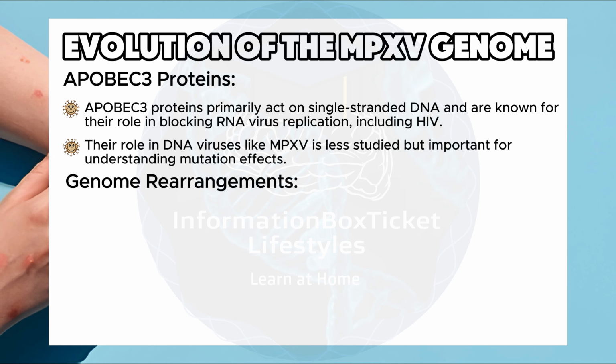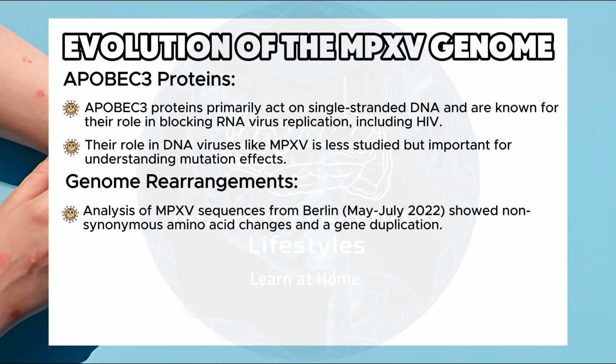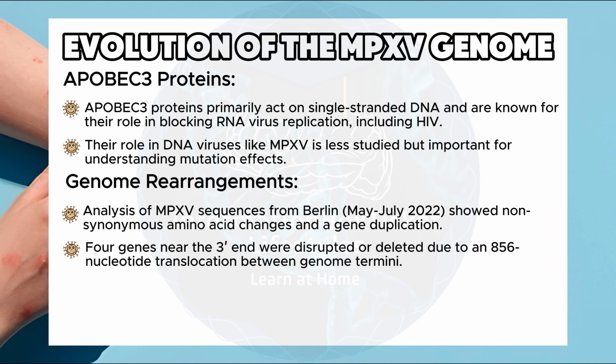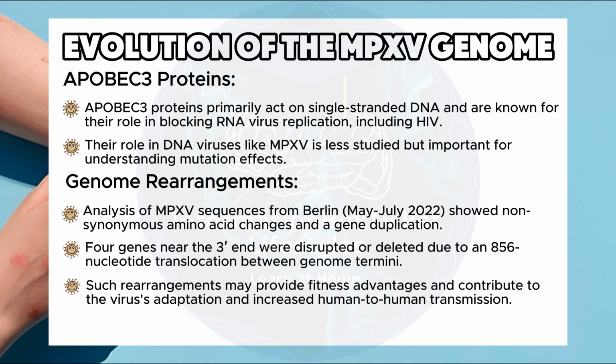Genome rearrangements. Analysis of MPXV sequences from Berlin, May to July 2022, showed non-synonymous amino acid changes and a gene duplication. Four genes near the 3' end were disrupted or deleted due to an 856 nucleotide translocation between genome termini. Such rearrangements may provide fitness advantages and contribute to the virus's adaptation and increased human-to-human transmission.